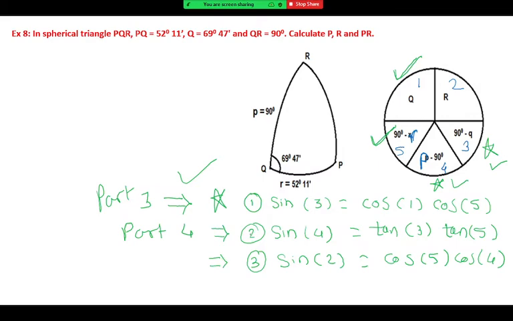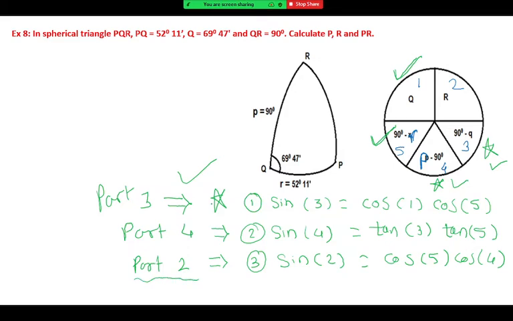But in which case will the ambiguity be created? Case 1, 2, or 3. In which case will you get the ambiguity with a sine function? First, second, or third? When you calculate part 3, part 4, or part 2, in which part calculation will you get the ambiguity? Part 2. When you calculate part 2, you will create ambiguity. That is the correct answer.